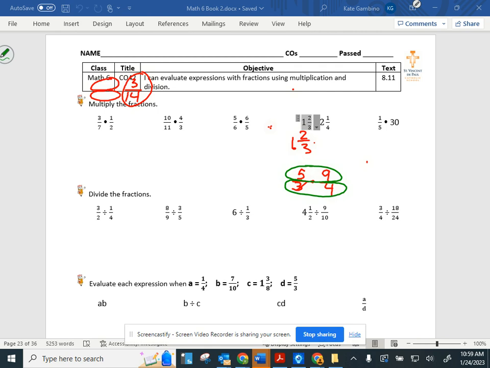What if I have a whole number? Now what do I do? 1/5 times 30. What do I do, Matthew? You add a 1 under the 30 and then just straight multiply across, which would be 6. I'm going to turn that whole number into an improper fraction, and then I multiply across. Remember, simplify, simplify, simplify if you are able. So now we refreshed our memory on how to multiply.